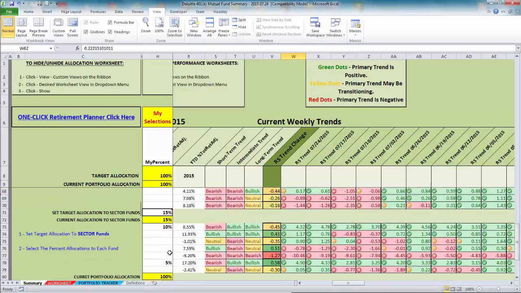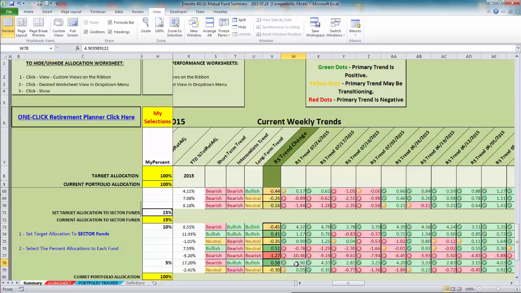And our sector funds, we have a 10% allocation. This is showing a green light and a green light, so there's no action needed. And the 5% we have is also in a green light and a green light situation. And this has actually been showing a fairly strong relative strength.